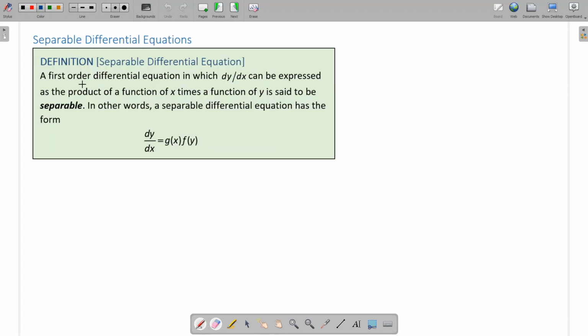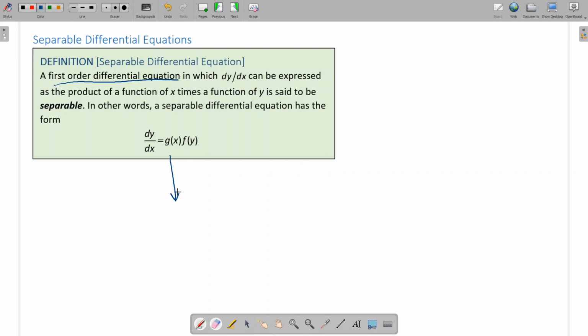Okay, so what is a separable differential equation? Well, it's a first order differential equation, meaning that the highest derivative that it has is just the first derivative. And that first derivative can be expressed as the product of a function of x multiplied by a function of y, which is what you see here. We have the derivative equal to a function of x multiplied by the function of y.